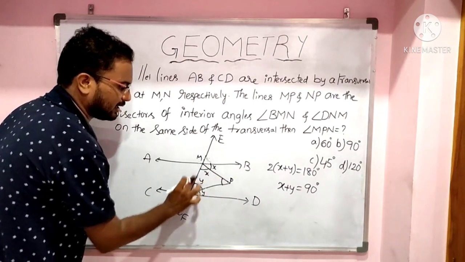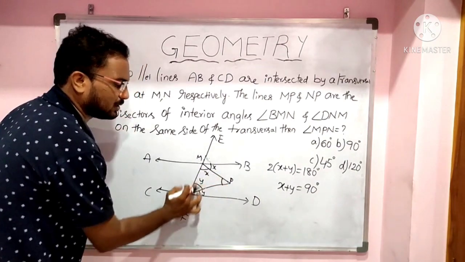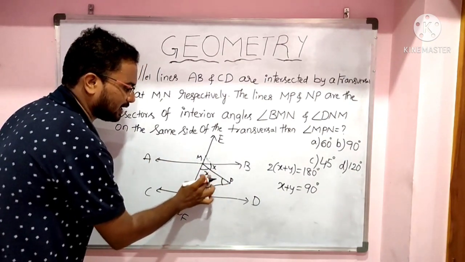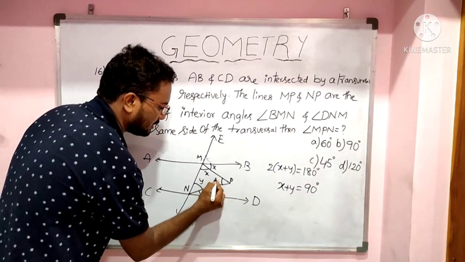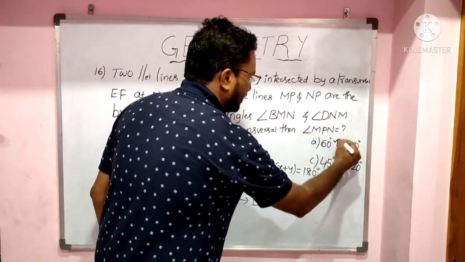This is a triangle. These two angles sum is 90 degrees. In a triangle, sum of the angles is 180 degrees. If these two are 90, then this should be equal to 90 degrees. So angle MPN equal to 90 degrees.